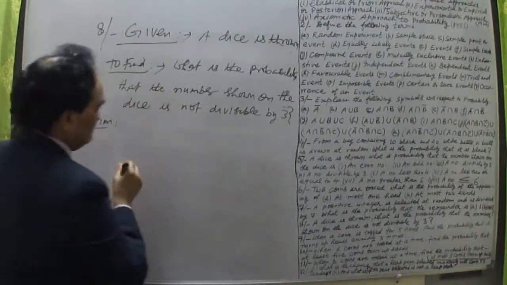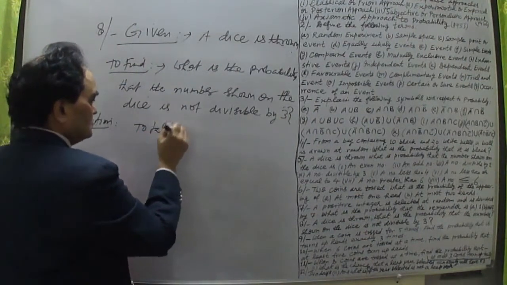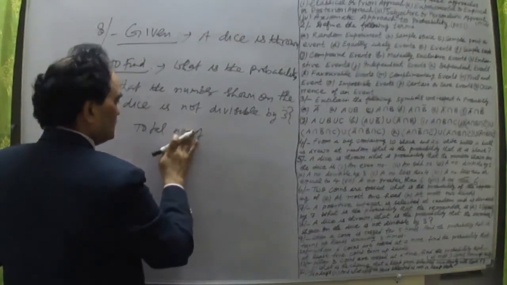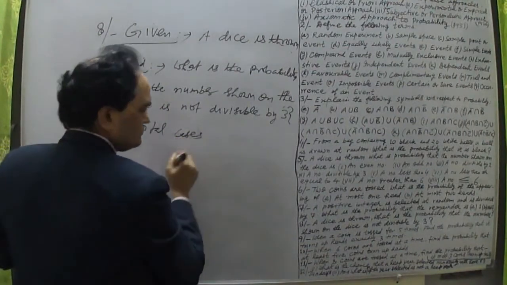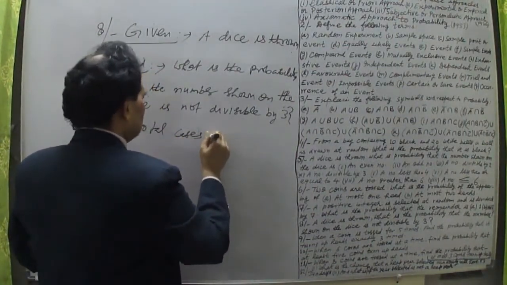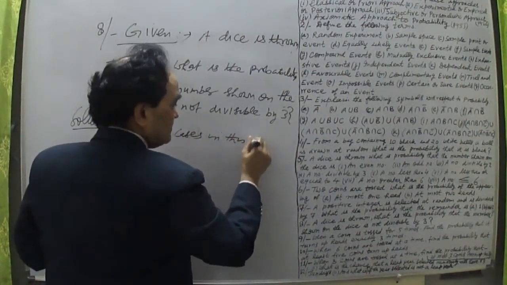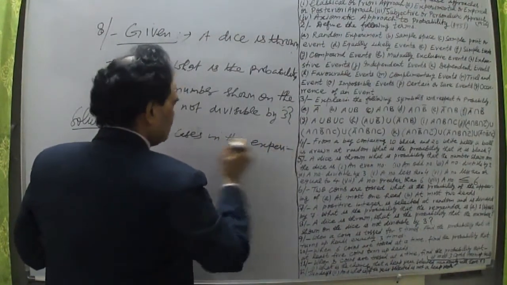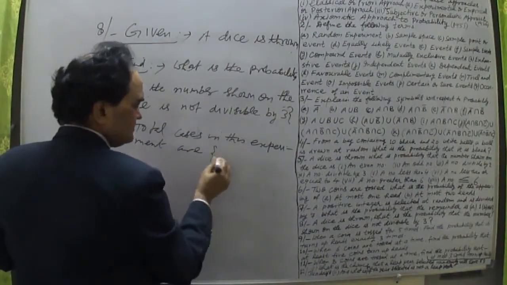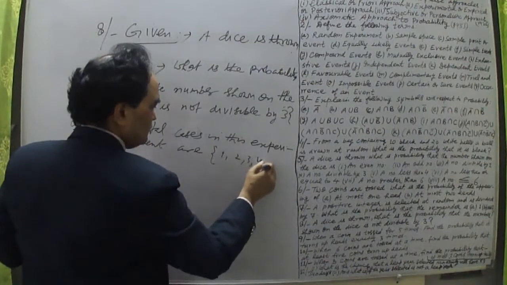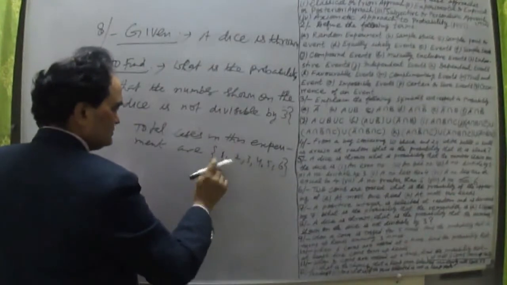Let me take the total cases in this random experiment. What is the sample space here? 1, 2, 3, 4, 5 and 6. The total number of cases is 6, because the dice is numbered like this.